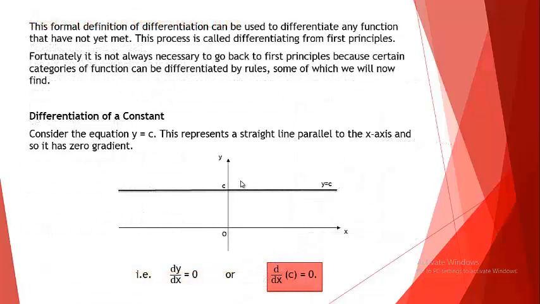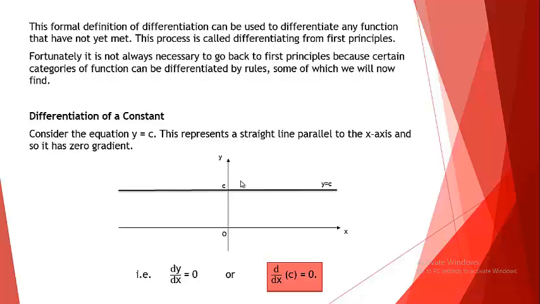This formal definition of differentiation can be used to differentiate any function that we have not yet met. This process is called differentiating from first principles. Fortunately, it is not always necessary to go back to first principles because certain categories of function can be differentiated by rules, some of which we will now find. Which means you don't need to go with the first principles all the time. We can use some of the rules for differentiation.